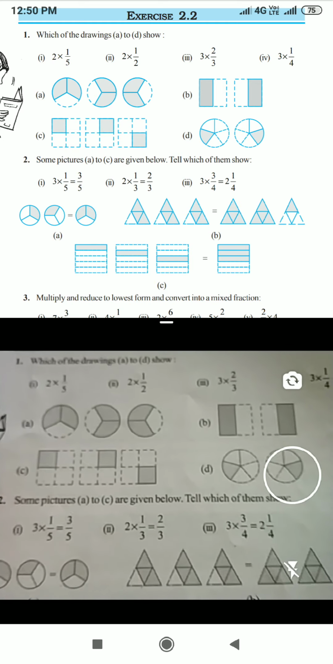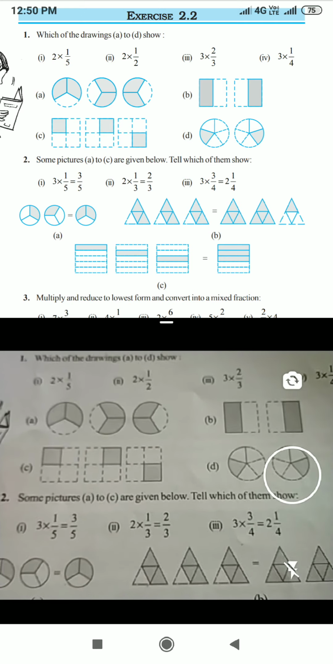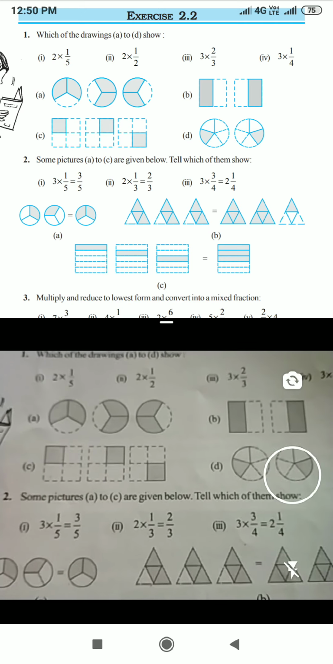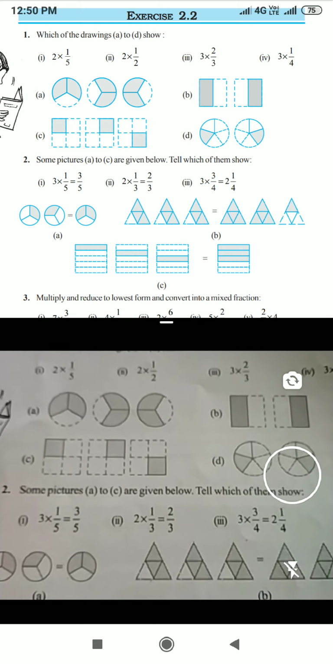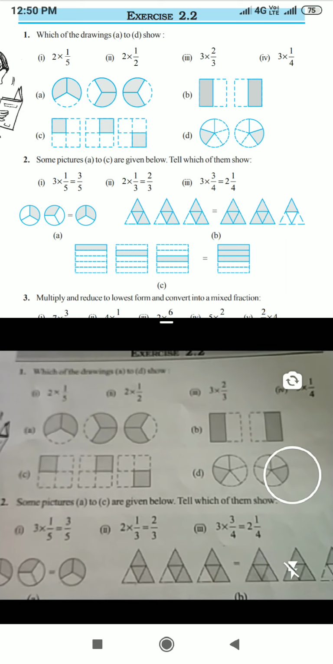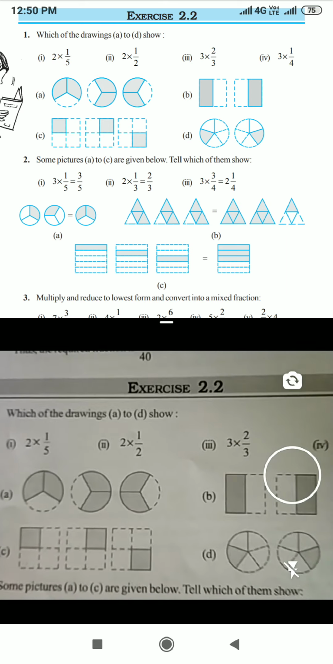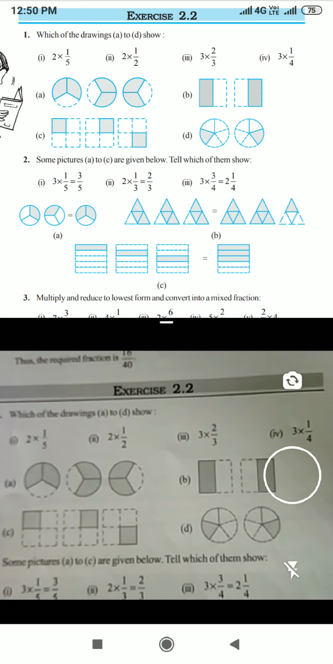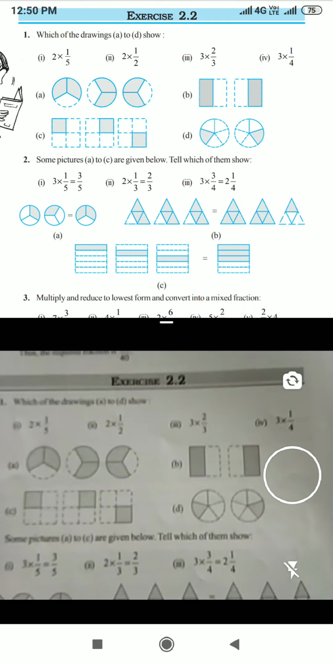Now, in the last video, we completed our exercise 2.1 and even learned about the multiplication of fractions. Here we are going to solve our next exercise, 2.2. Is it clearly visible? Yes, this is clearly visible. The reader has already been opened for you to copy the question.